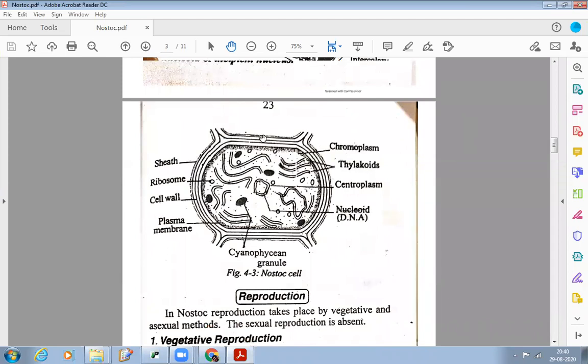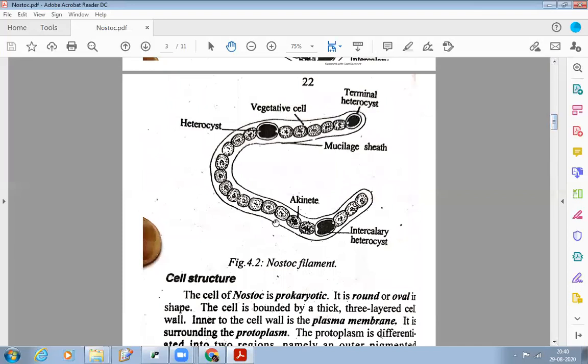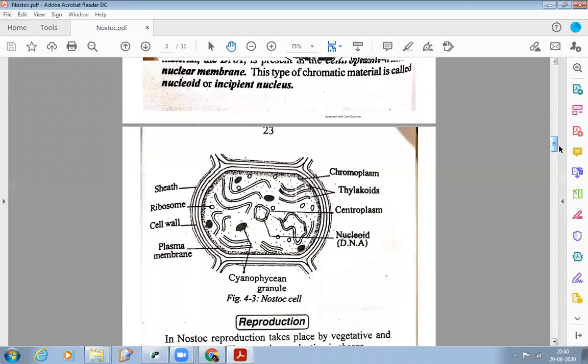The cell wall is almost three-layered, and it is surrounded by a gelatinous sheet. So it is an individual cell. Actually, it is a filamentous form, whereas this diagram is magnifying only one cell of the filament. Generally it is like this, a filament. All the individual cells, the vegetative cells, are arranged in a single row. Here is a magnified version of one cell of the filament.